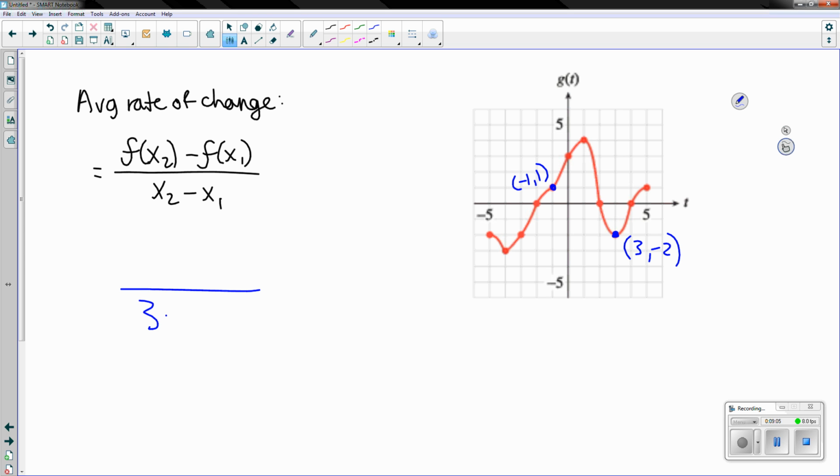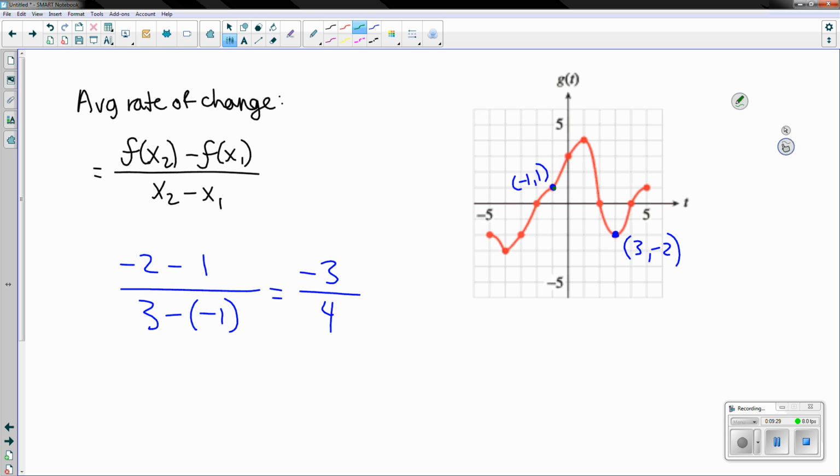So we're going to do 3 minus -1. So our f of x2 is going to be -2 minus our f of x1, yes, it's going to be 1. So -2 minus 1 is -3. 3 plus 1 is going to be 4. -3/4 is the average rate of change between those 2 points for this function.